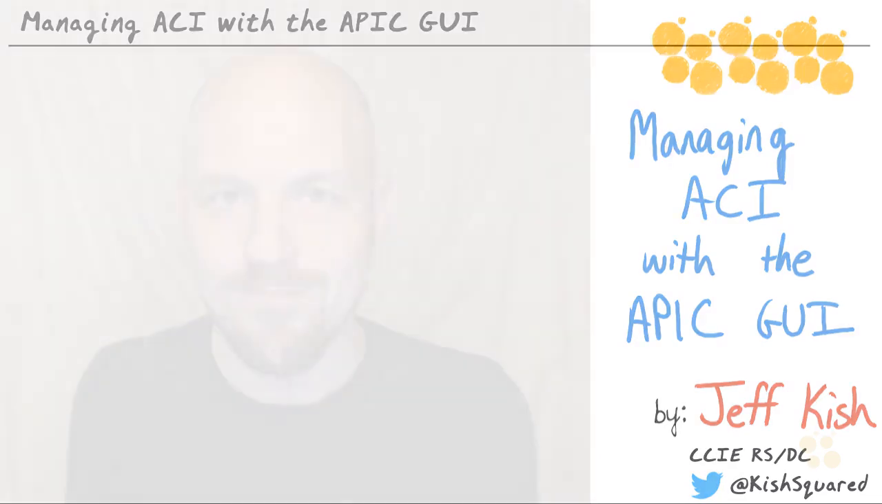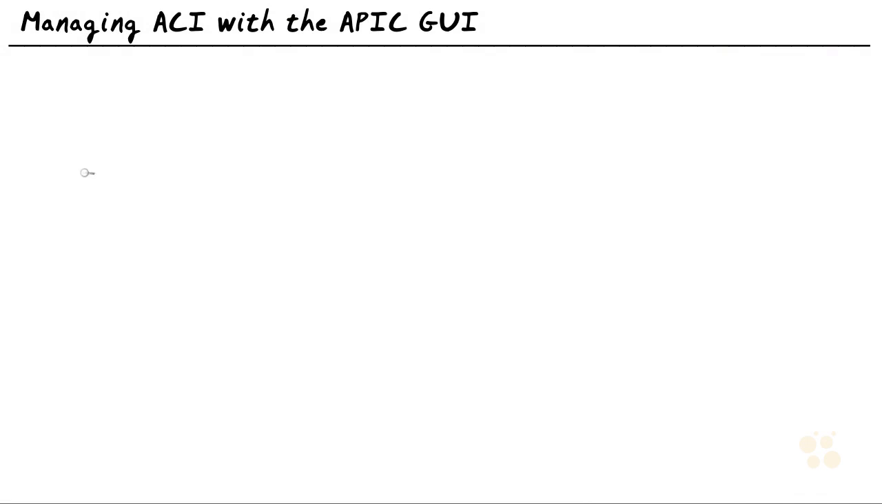By the end of this nugget, we're going to be able to navigate around the GUI, understand what it looks like, and how to configure various ACI components. Before we take a look at the GUI, let's just quickly review how Cisco architected ACI to be managed.